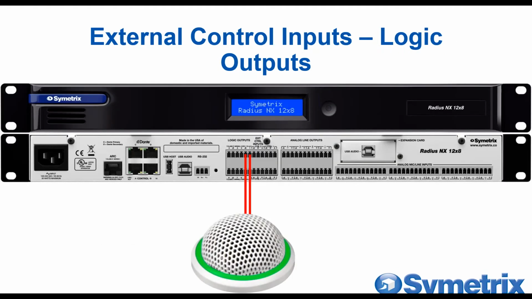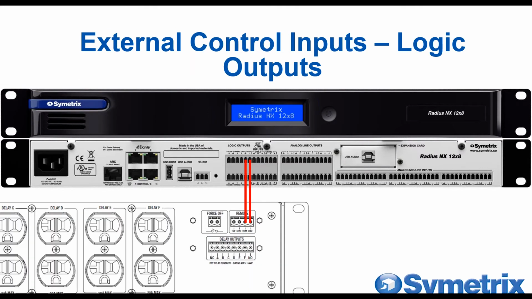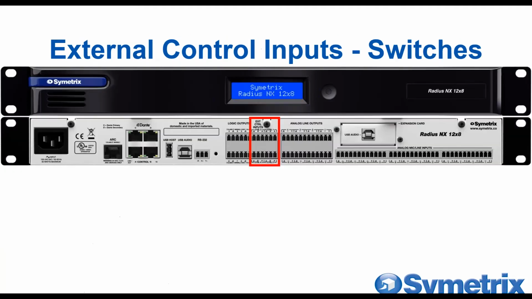And an example of using the logic outputs would be to directly drive an LED as a mute status indicator, or to trigger a power sequencer to fire up the system. So before we dive into Composer and worry about how to assign these things to faders and buttons, I do want to cover first what the GPIO looks like on the back of the DSP and how to wire things up correctly. So let's start with the external control inputs.